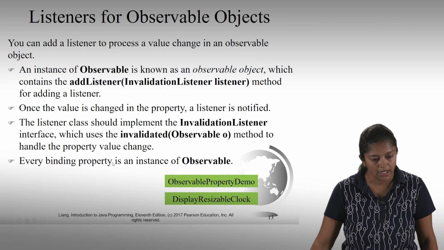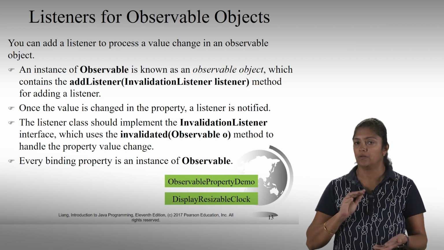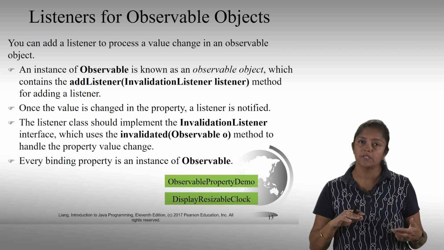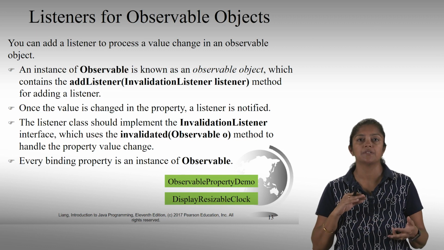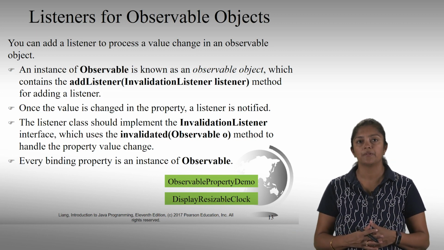So that's all I have in event-driven programming. We went over anonymous inner classes, lambda expressions, and observable objects, and how you can use observable objects for event-driven programming.